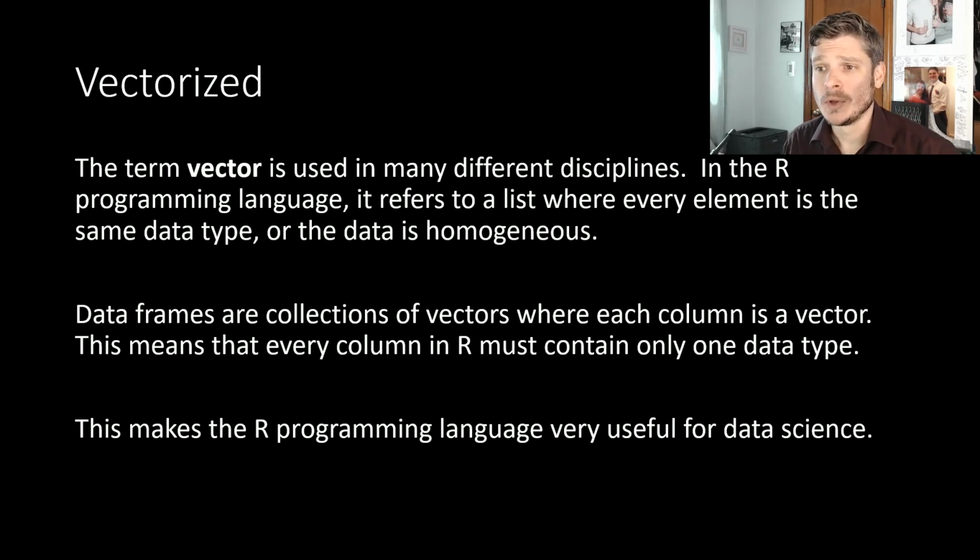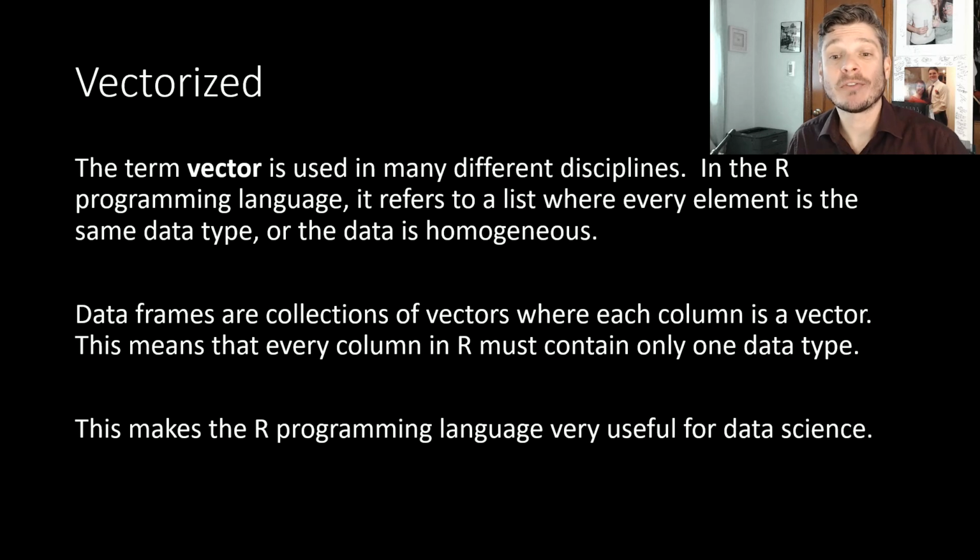The term vector is actually used in a bunch of different disciplines, particularly math, computer science, even graphic design. The word vector shows up everywhere. Now in R, if you remember, vector refers to a list where every element has the same exact data type, or we say the data is homogeneous. And we talked about atomic vectors, right? Vectors that only have that one particular data type.